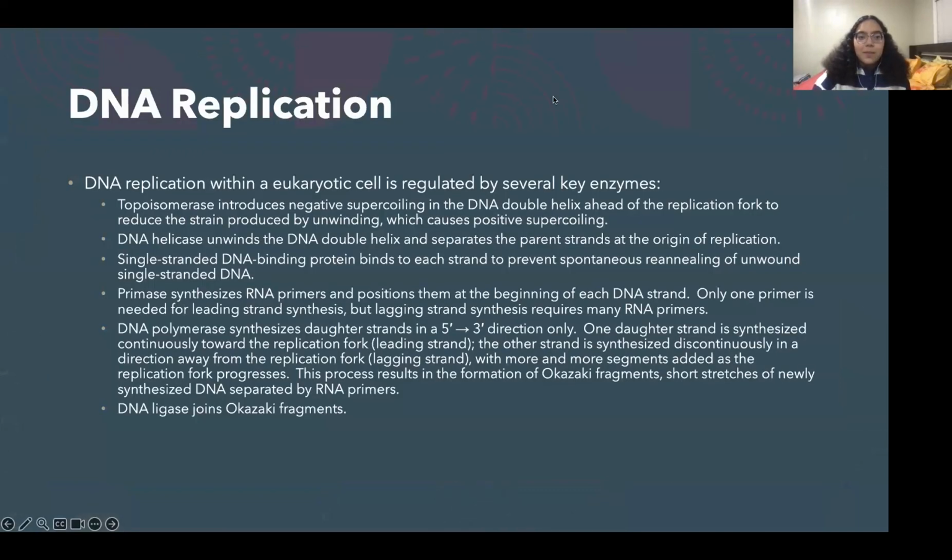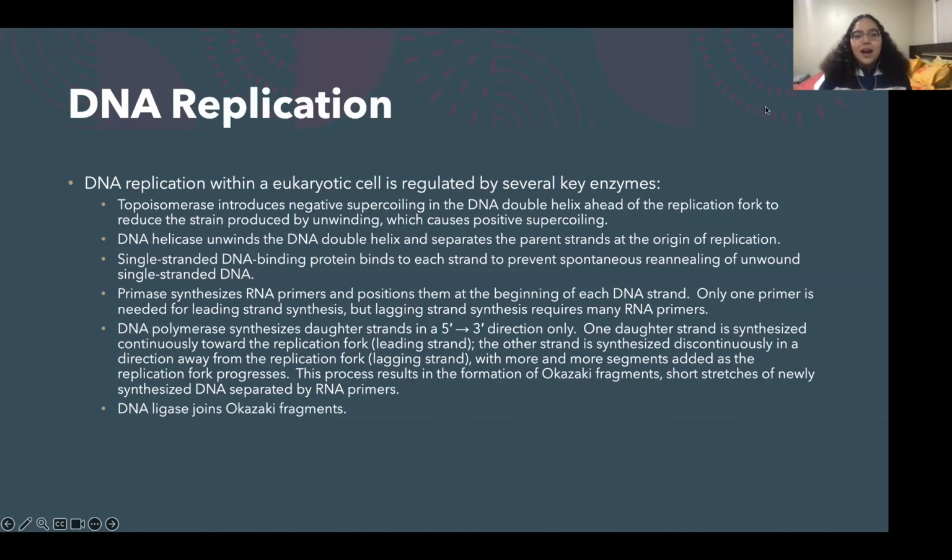So for DNA replication, there's a lot of different enzymes that come into play, so it's good to know what each one does loosely. Helicase is the one that unwinds the double helix and separates the parent strands at the origin of replication, so where the replication starts. And then topoisomerase, ahead of that, relieves the strain from the unwinding. If you're unwinding something that's bound together, you're tightening it, so it undoes that with negative supercoiling.